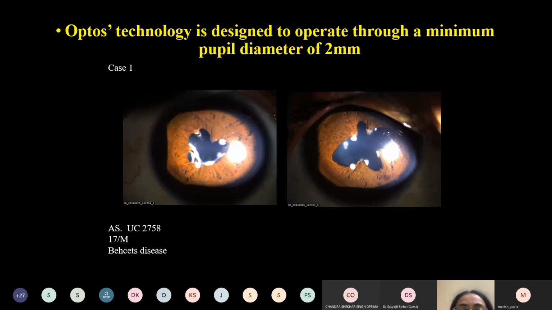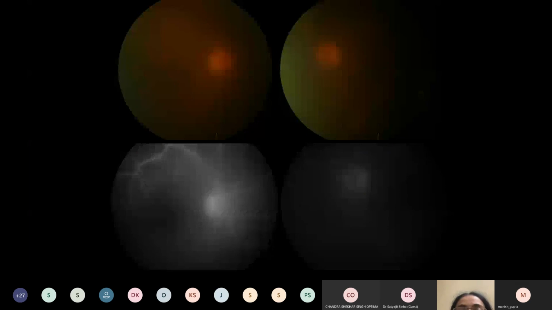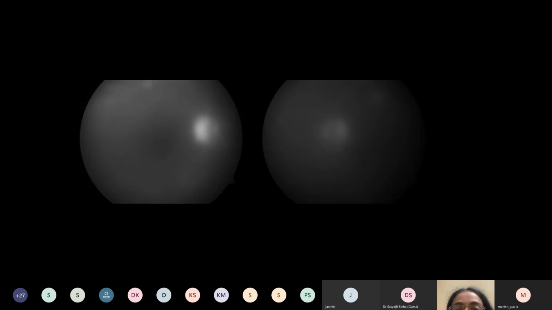I'll give you an example of this young boy with bilateral panuveitis presenting with these kind of synechiae. So when we did his imaging on the conventional fundus camera, the only thing that we could capture was this kind of hazy fundus view and hazy fluorescein angiography, which just told us that yes, there's some kind of leak going on, but it's inconclusive. We don't know what's going on. So next, please. This is the late phase. Again, nothing conclusive unless we did the Optos.